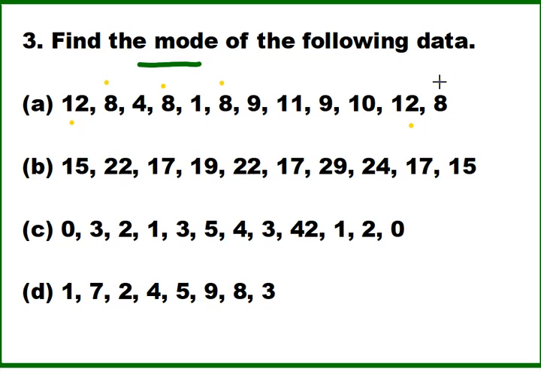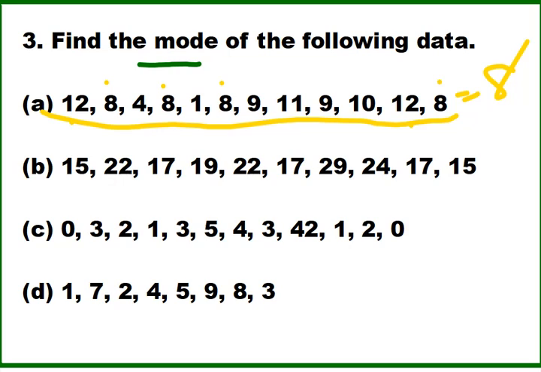We have 4 appearing once, 1 appears once, 9 appears twice, 11 appears once, and 10 appears once. So we can see that 8 appears 4 times. It appears the most in this list. So thus our mode in this case is 8. Let's look at our next example.